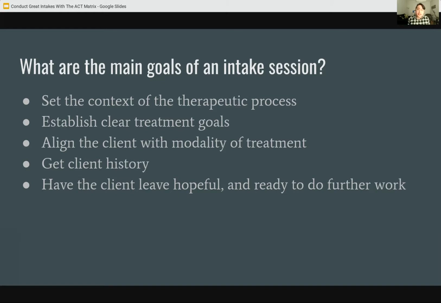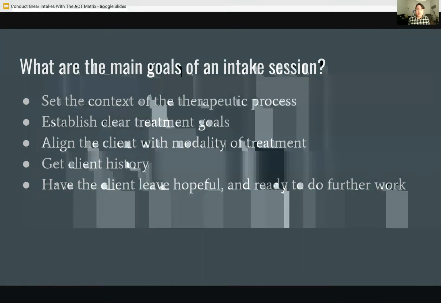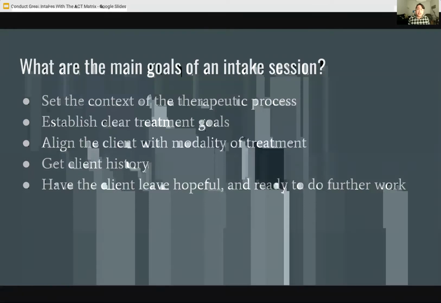So those are the 5 main goals of any intake session. You might think about your current intake style and see how what you do covers these 5 goals. And at the end of this presentation, I'll discuss some special circumstances and how to stay true to what we're aiming for here, even if you work in an environment that you don't control, like a state-run agency, for example.